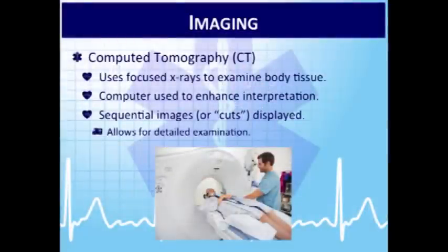CT scan, everybody knows what that is. Gives us these cuts, and now with the technology that's out there, they can actually do three-dimensional reconstruction of the body with these CAT scans. It's quite amazing. That's sort of the default for when we're trying to figure out what's wrong with the patient. It's the next best thing before we open them up to see what's going on inside.